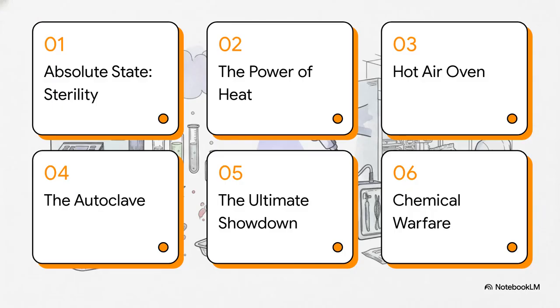Here's our blueprint for today. We're going to start with the absolute baseline of cleanliness, look at the power of heat, break down the hot air oven versus the autoclave, put them head to head, and then wrap things up with chemical disinfection. Let's get right into it.